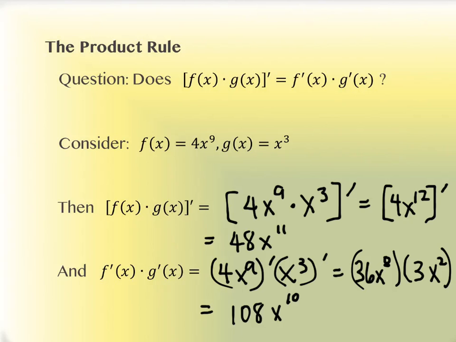No. The answer to the question up here is that no, this does not work. The order in which we do that changes the answer that we get. So it is not possible to take the individual pieces' derivatives and then simply multiply the results together. We have to have some other way to do that.